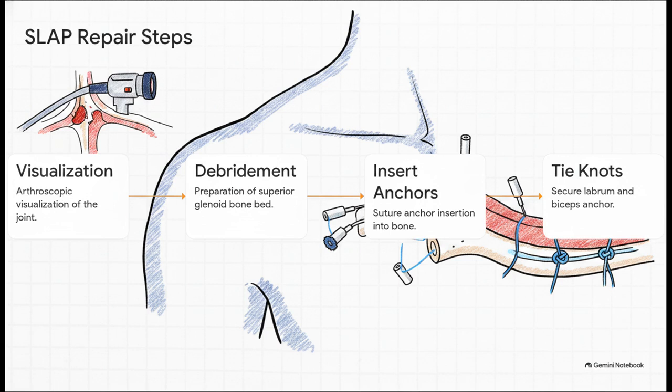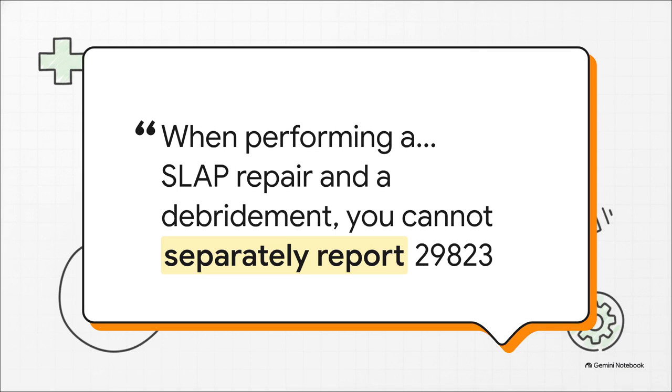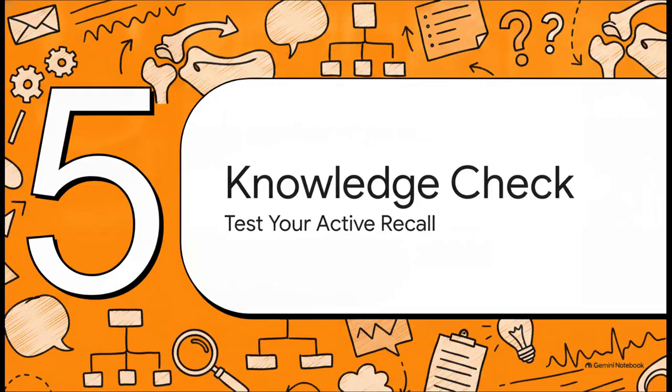documented 29807. Okay, listen closely, because this guideline is an absolute game changer. Any localized debridement done in that same 11 to 1 o'clock zone is bundled right into the repair code. Remember that second step we just talked about, preparing the bone bed? Because that debridement is a necessary part of the repair itself, it's totally inclusive. You absolutely cannot separately report a debridement code for work done at the exact same anatomical site as the SLAP repair. Section 5. Time for an interactive knowledge check.